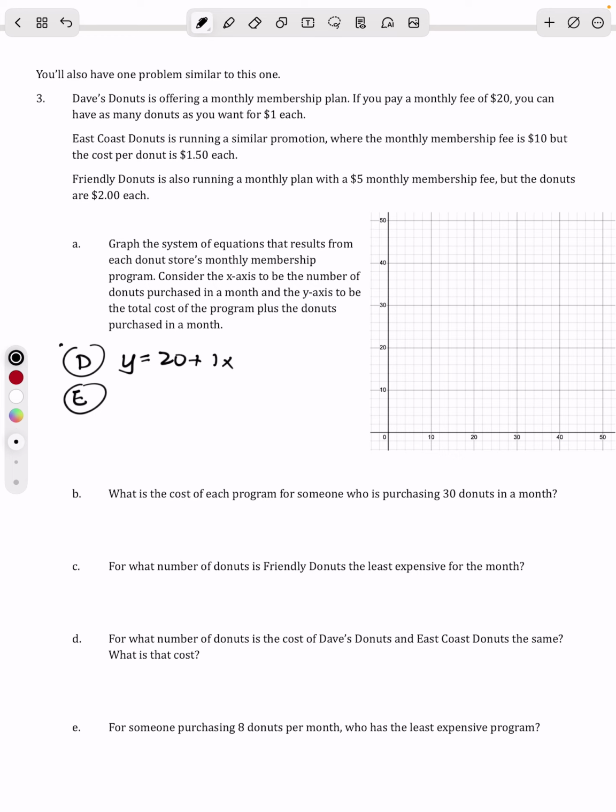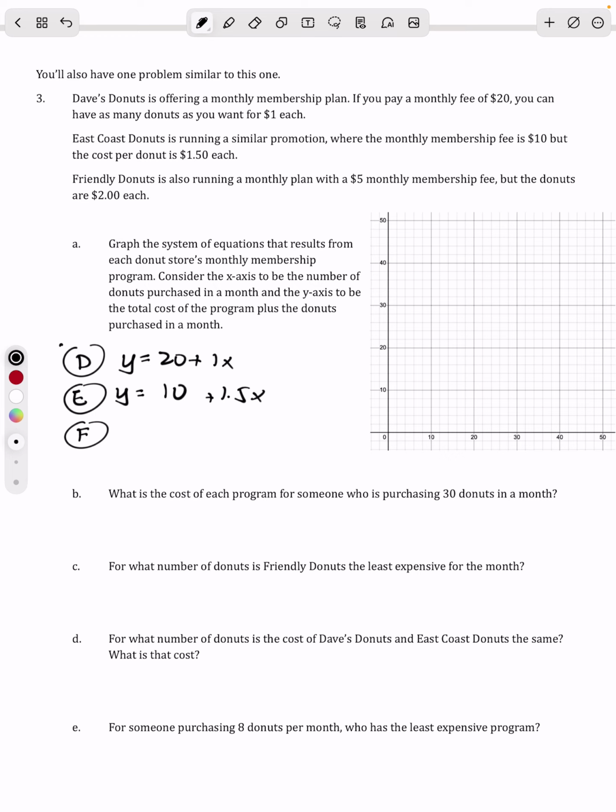The monthly cost for East Coast Donuts is $10. And there, the donuts are $1.50 each per donut, I should say. And Friendly Donuts is a monthly plan. Oh, look what I did. I messed up. I put 10x as 10. 10 is a fixed cost, not a variable cost.